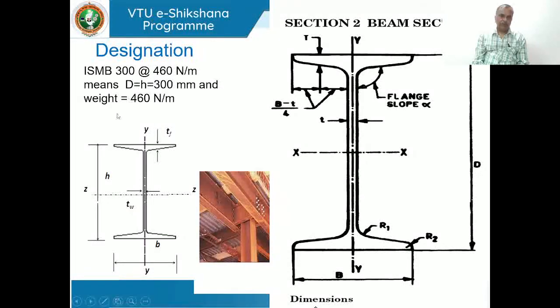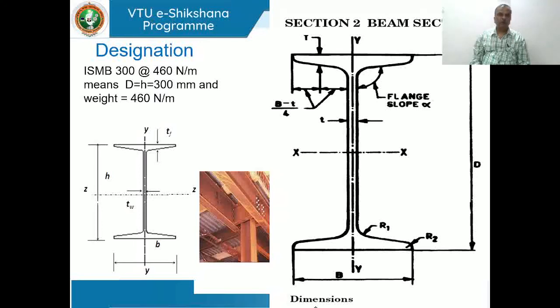What is the meaning of this? If you have 1 meter length of ISMB, you must have seen this beam, a beam having a depth of 300. So you can imagine what this 300 is. It is close to the length of a 30 centimeter metal scale, and that is the depth.